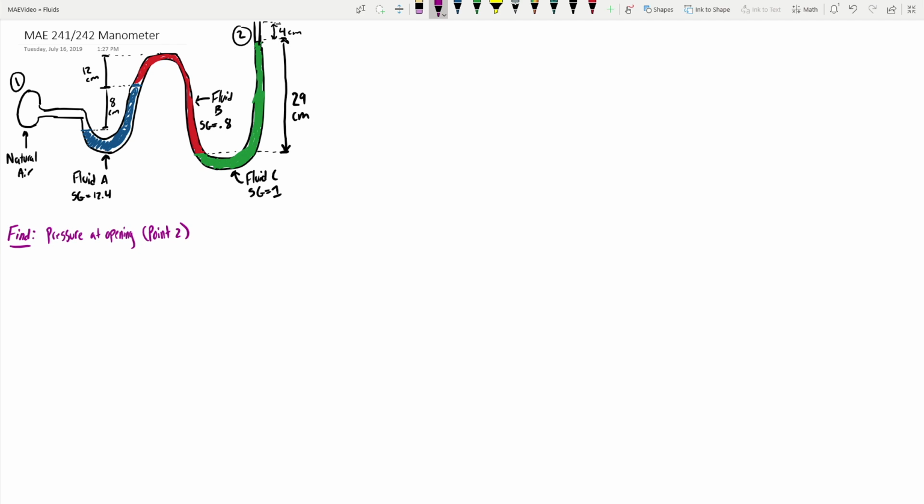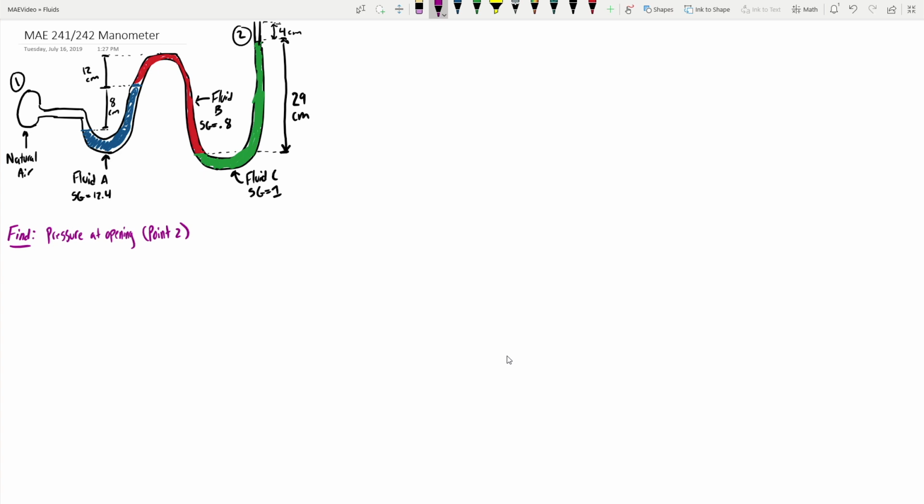Hello everyone, this is going to be another fluids/thermo video, and in this video I'm going to be going over a manometer problem. As you can see, I've drawn this manometer above. What's going on is we have point 1, which is enclosed with natural air all over to the left here, and then to the right we have point 2, which is exposed to the ambient air as well. From point 1 to point 2, we have a total of 3 fluids in this manometer.